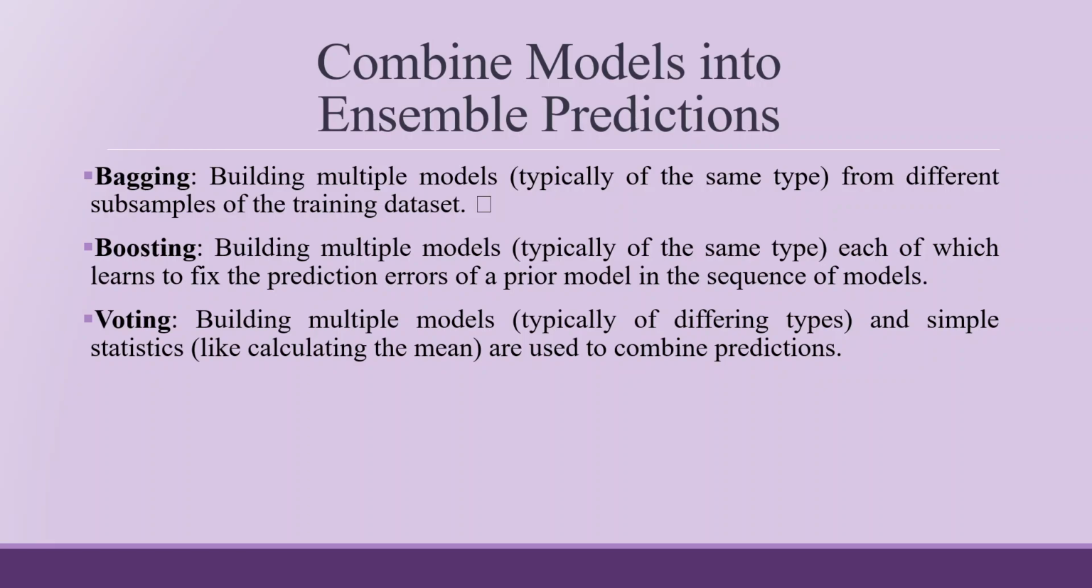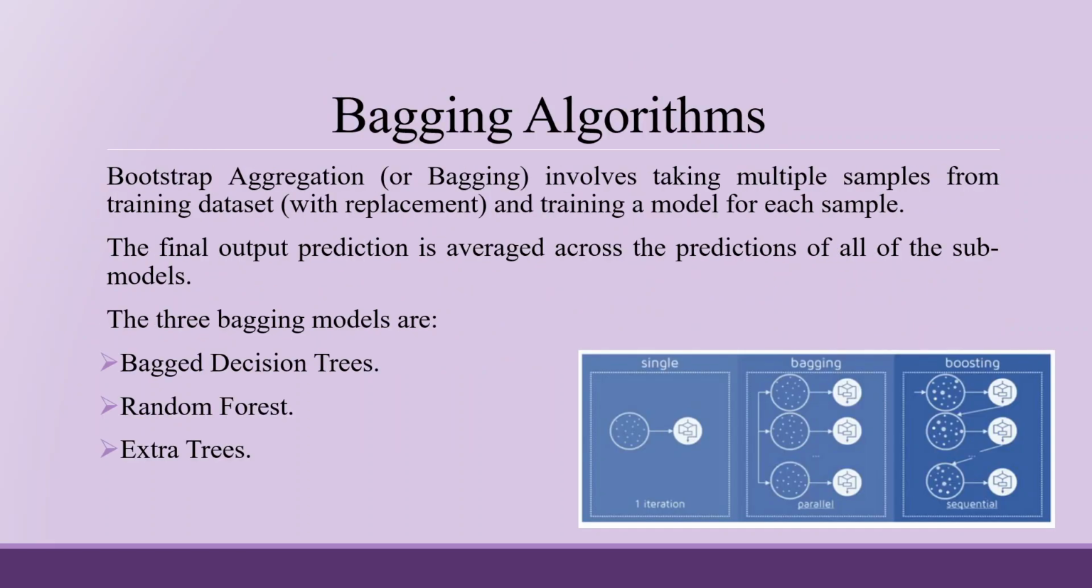We'll start with the first method, that is bagging. It's also known as bootstrap aggregation. It involves taking multiple samples from the training dataset and training a model for each sample. The final output prediction is the average across the predictions of all the submodels. The three bagging models which can be used are bagged decision tree, random forest, and extra trees. You can see here what our results are when we go for a single iteration. In the case of bagging, we are using multiple algorithms in parallel.